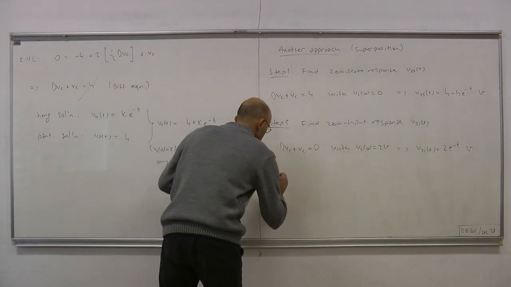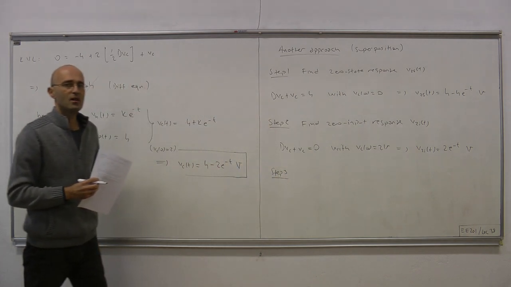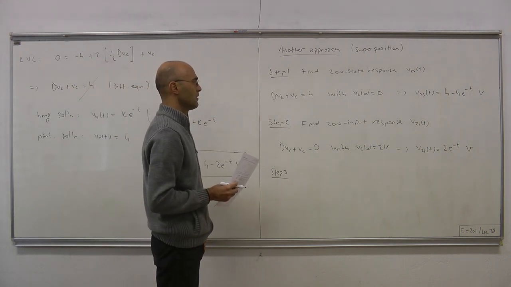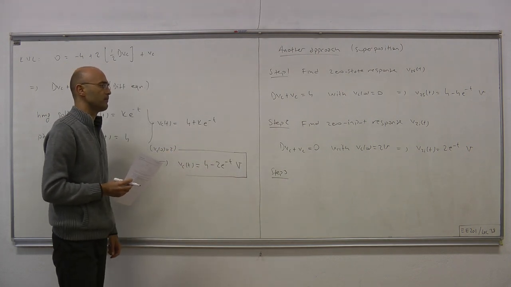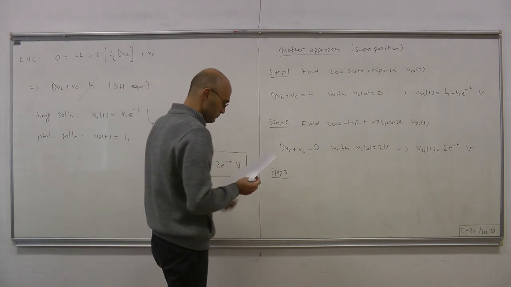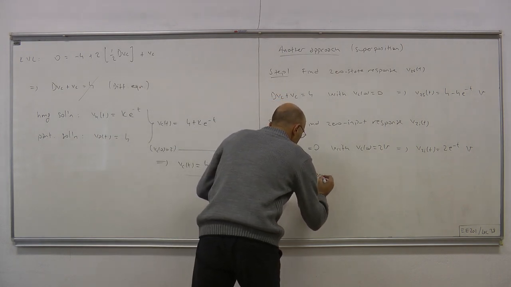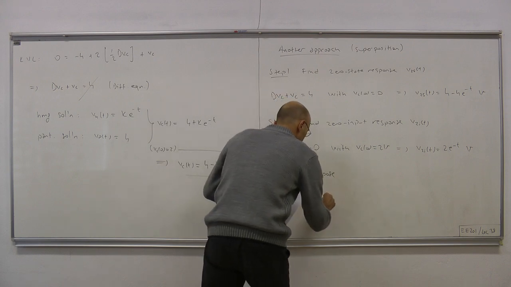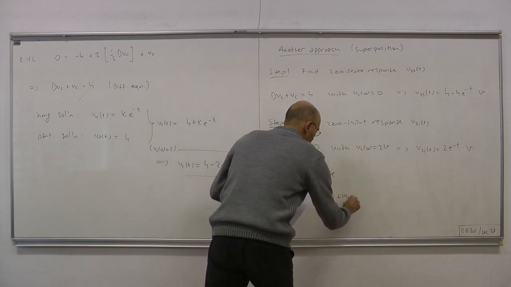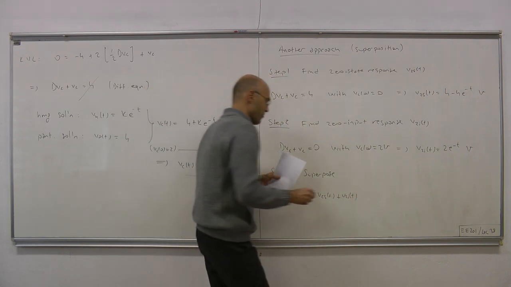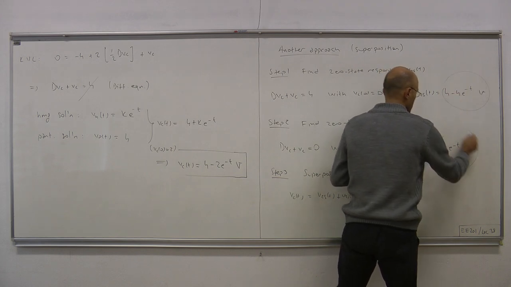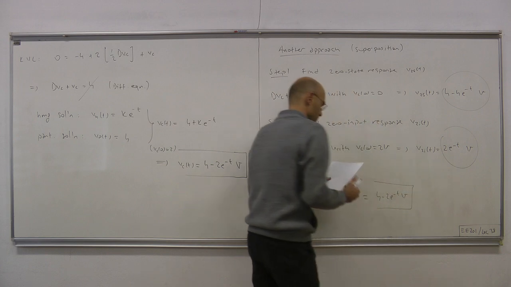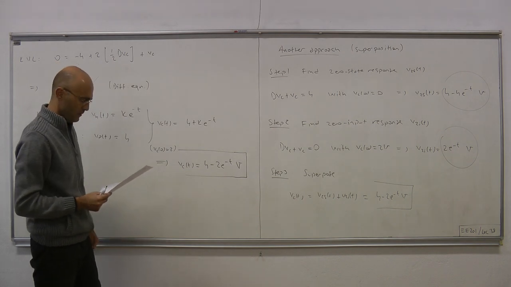And linearity of the circuit allows us to sum those two separate solutions and claim that the sum equals the complete solution, where both the input and initial condition are present. So vC(t) equals V_ZS(t) plus V_ZI(t), and this plus that gives us 4 minus 2e to the minus t volts. As expected, the same answer.